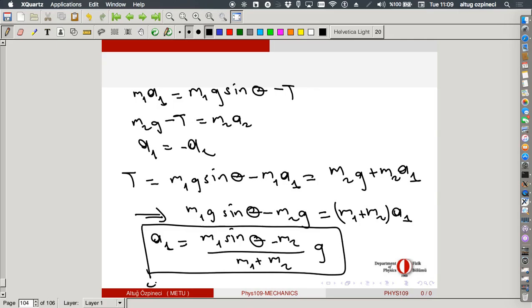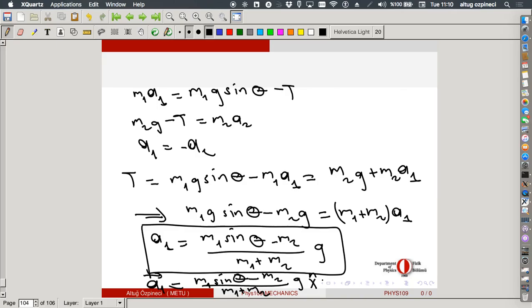Now, the acceleration vector of the first one will be (m1 sine theta minus m2) divided by (m1 plus m2) times g in the x-hat direction. This is the acceleration of the first mass. So which direction does it accelerate? It depends on the masses. If m1 sine theta is larger than m2, it will accelerate in the x-hat direction. If m1 sine theta is smaller than m2, then it will accelerate in the minus x direction.